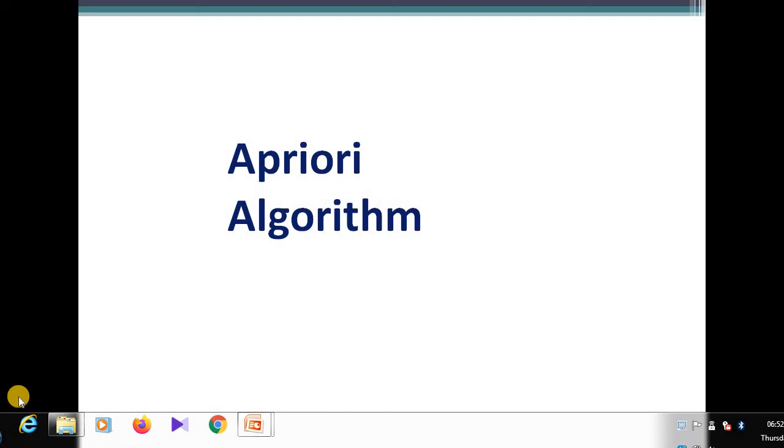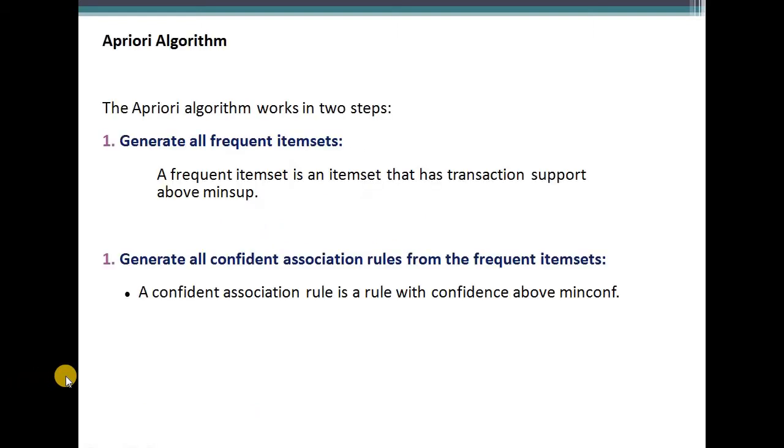Good morning everyone. As we have already discussed association rules, how to generate association rules, and worked out problems on it, now it's time to discuss the Apriori algorithm. So the Apriori algorithm is an algorithm which has basically two parts.